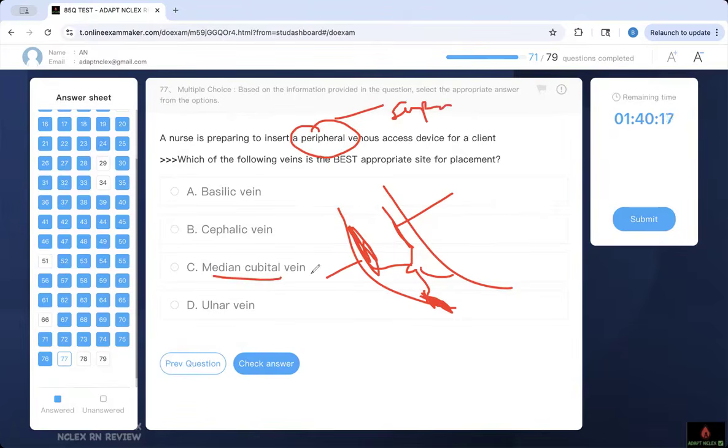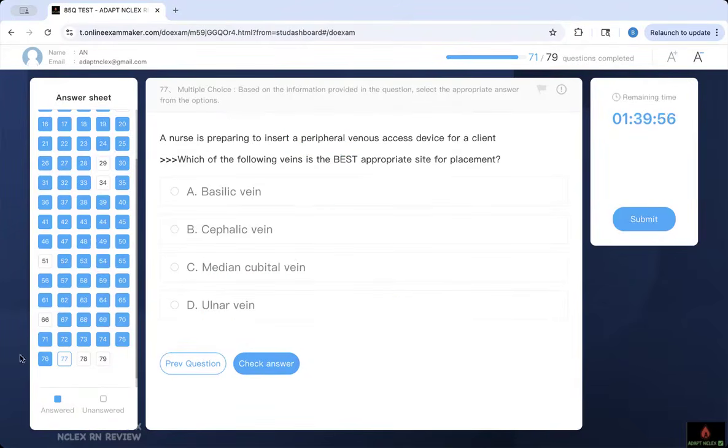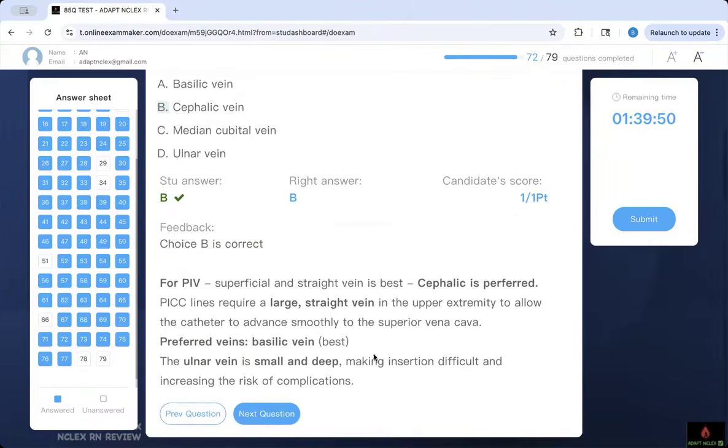Medial cubital, sometimes we can't find a vein, we go there. Why? Because it's deeper, it's in the middle. Basilic is down, it's also deeper. Cephalic is much better because it's superficial and it's straight and you can use it. The ulnar is very small, it's deeper. So that's the concept I want you to master. That's the way I break the content down for you. And this is the explanation. You can take a picture of it, stop the video, and read about it.